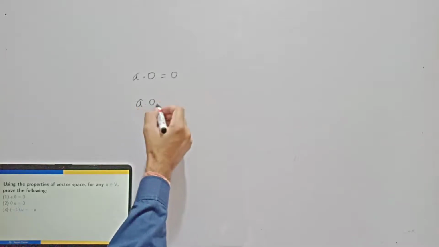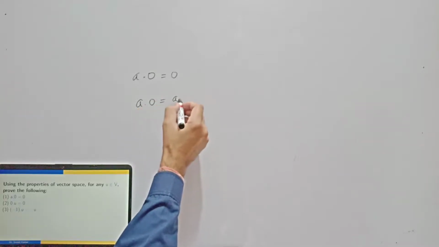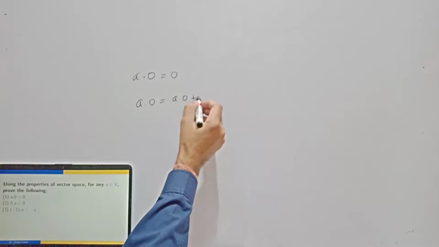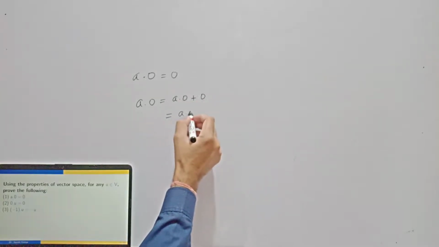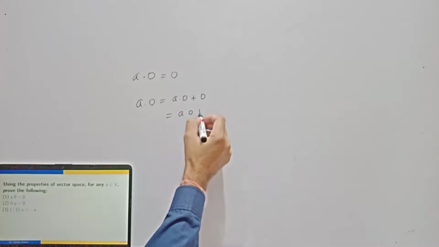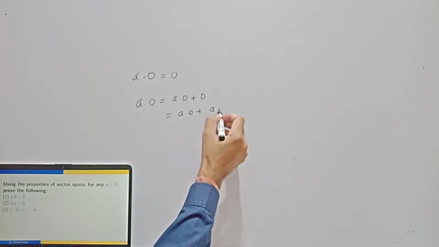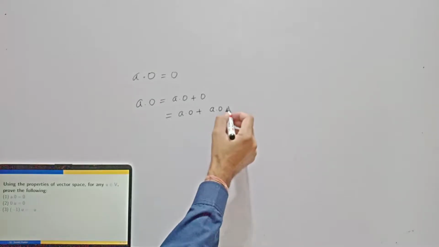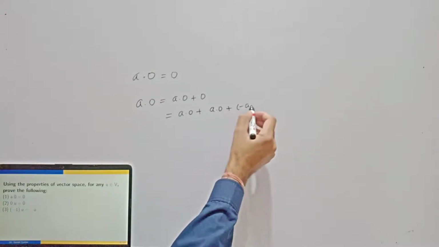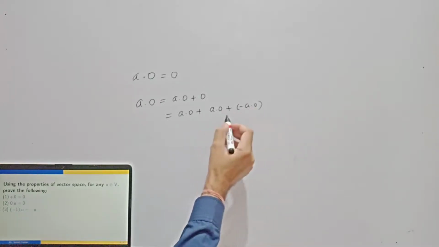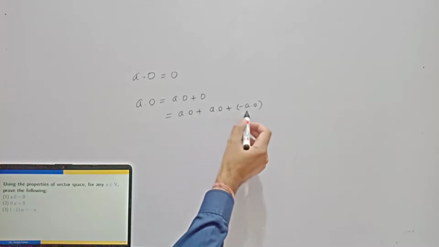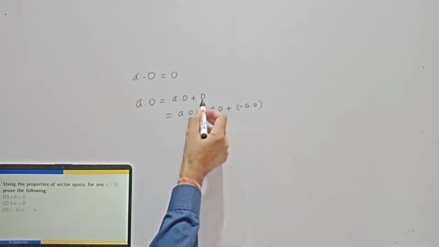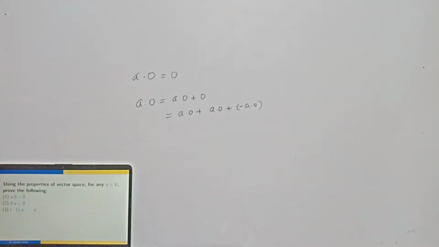a dot 0 can be written as a dot 0 plus 0. This can be written as a dot 0 plus a dot 0 plus minus a dot 0. It is fine because addition of a vector with its additive inverse gives the additive identity. So it's fine.